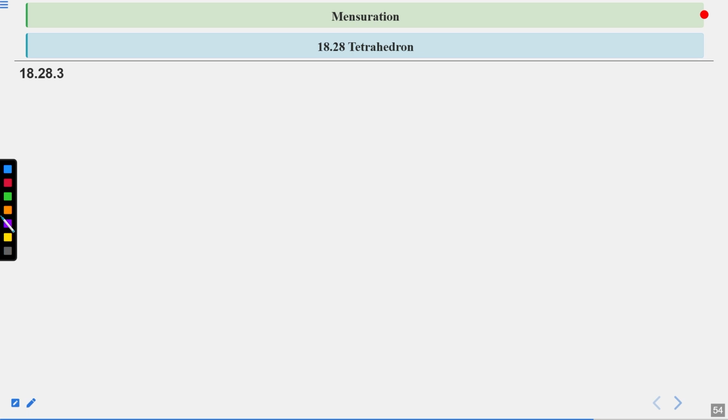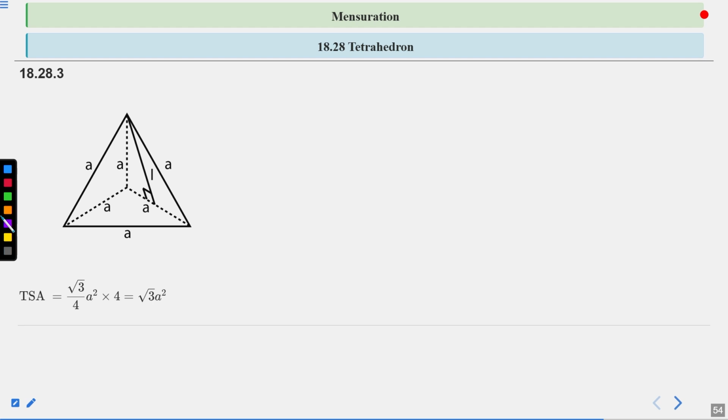Next formula of the tetrahedron. So this is the diagram. The total surface area will become 3 root 3 by 4 side square multiplied by 4, then we get the total surface area, which equals root 3 a square. The 4 is cancelled out, so the total surface area is root 3 a square. A represents the side of the tetrahedron.